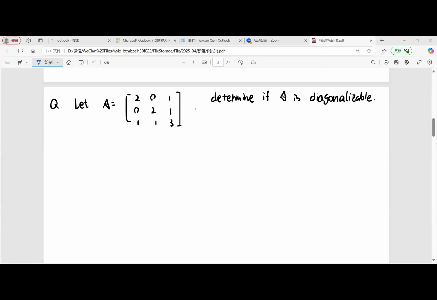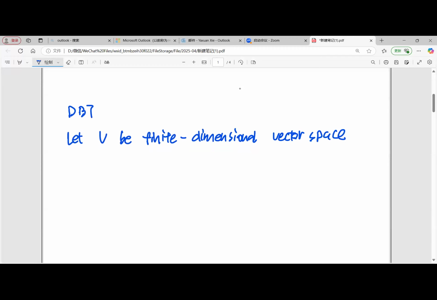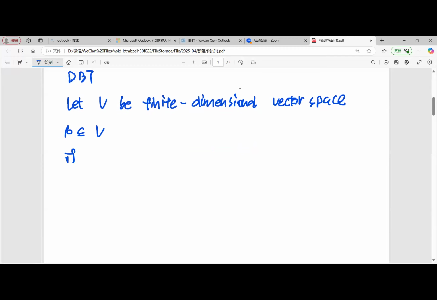So for the dimension bound theorem: let V be a finite-dimensional vector space, and let beta be a subset of V. If beta is linearly independent, then we have the size of beta is less than or equal to the dimension of V.